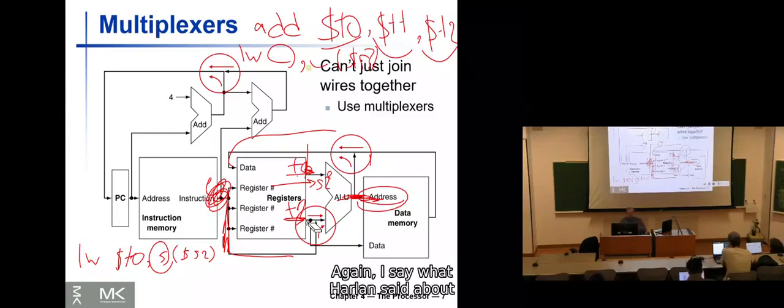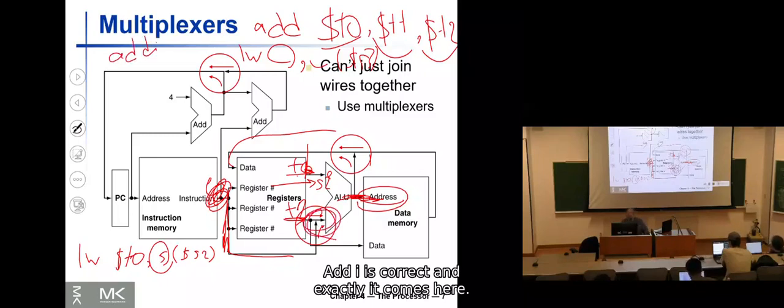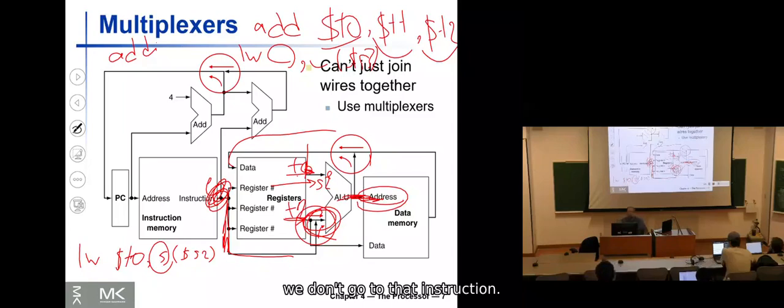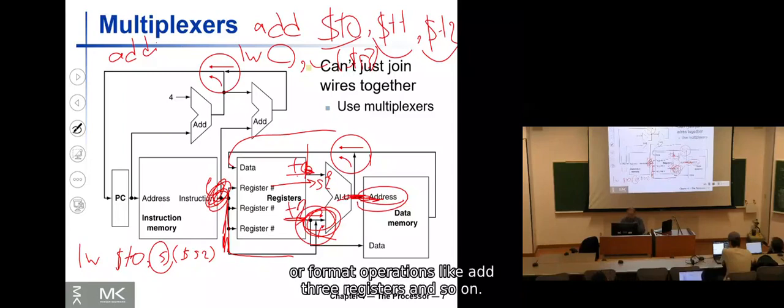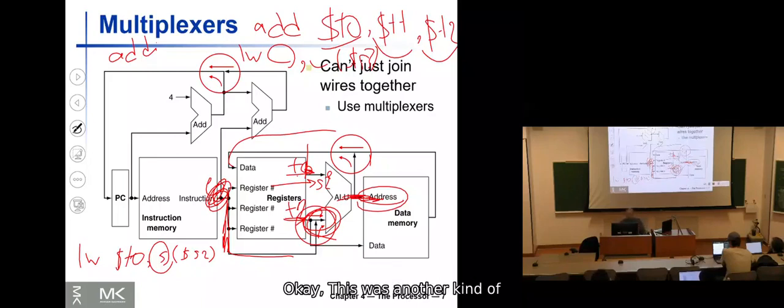Again, what Harleen said about the immediate value for an operation like add I is correct, and exactly it comes here. But in our version, which is a small set, we don't go to that instruction. We just use load, store, add, R format operations like add 3 registers and so on, okay? This was another kind of multiple source.